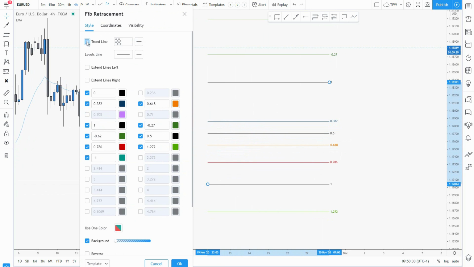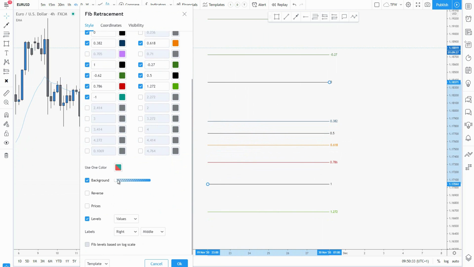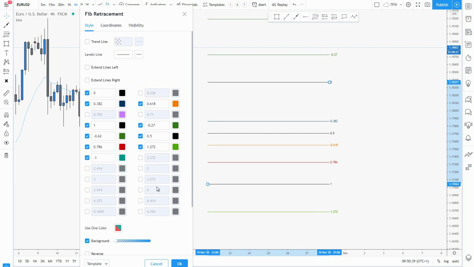No trend lines right here. You don't need a trend line. You don't need a background as well. Keep it as clear as possible. Values, make sure to copy everything so that you're set up. And the important levels for the take profit is this one. So you have to write minus 0.27. And the second one is minus 0.62 or minus 0.618. 62 is rounded of 61.8.